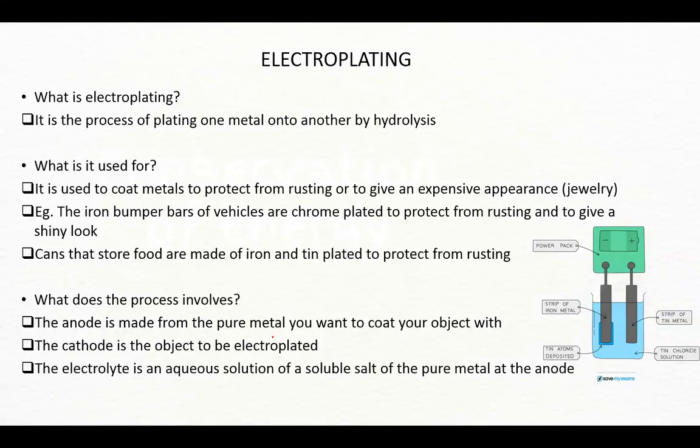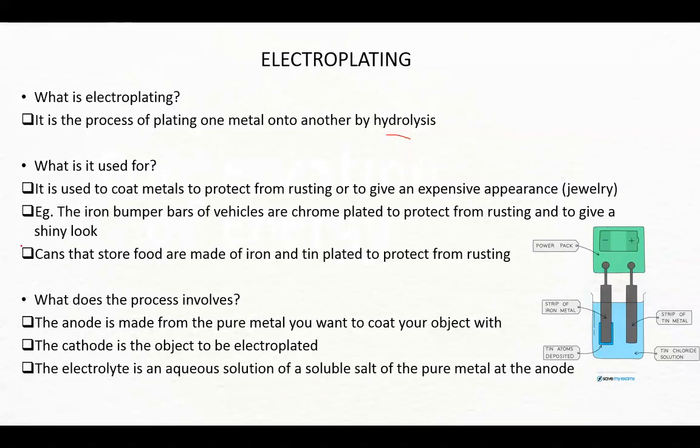Then we have electroplating. So, we should know about electroplating and like what they say, the gold plated chains and all of these like ornaments or house decorations that we have, right? Or jewelry. So, what is electroplating? It's the process of plating one metal onto another by a process called hydrolysis. So, that's what we're using. That's the reaction we're using to do this plating.